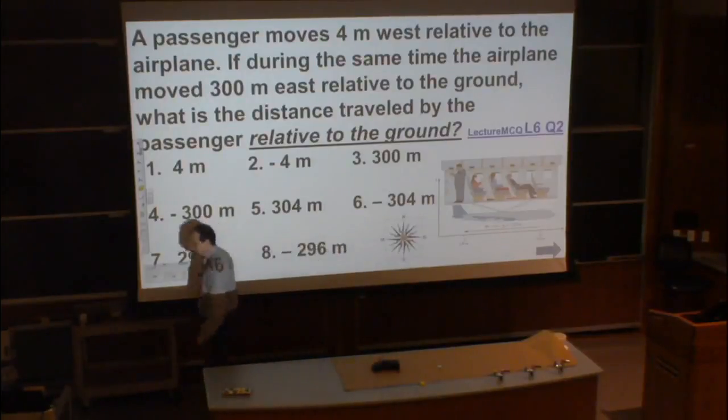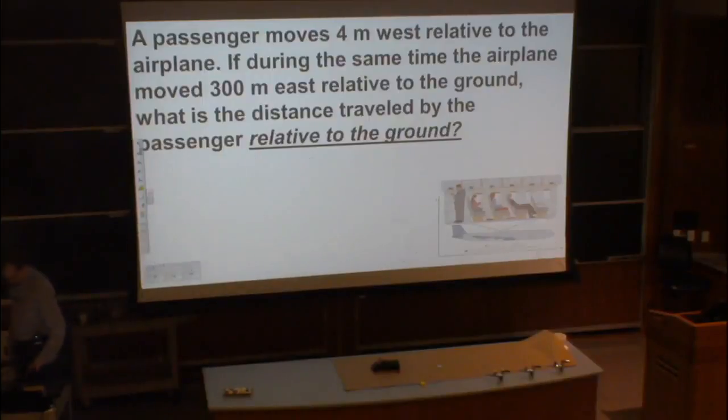And we already know the equation. We already know that for any three objects, the displacement of the passenger relative to the ground should be equal to the sum: the displacement of the same passenger relative to the airplane plus the displacement of the airplane relative to the ground.